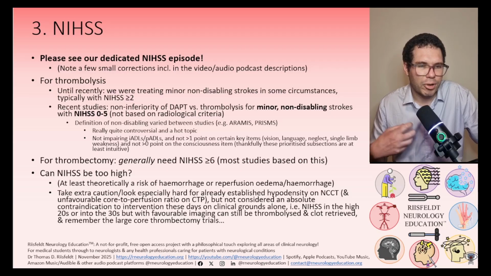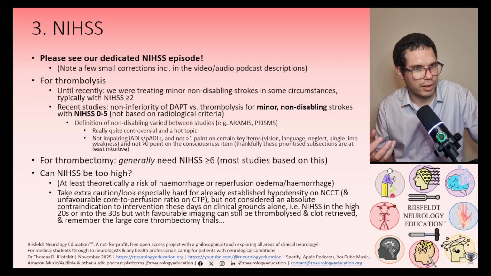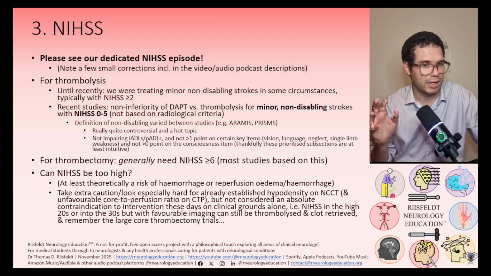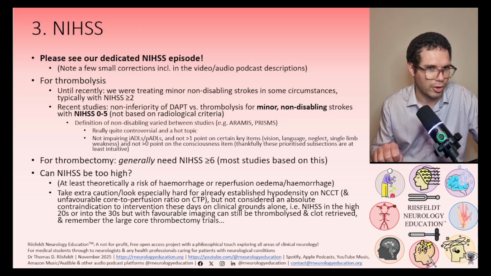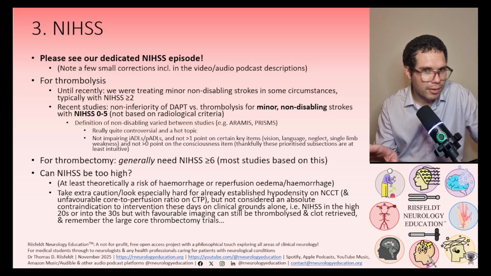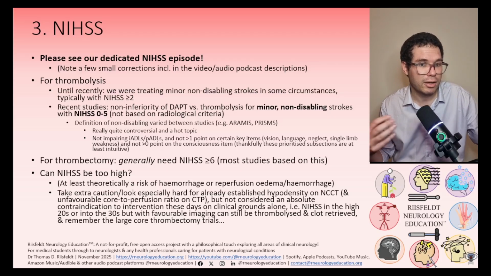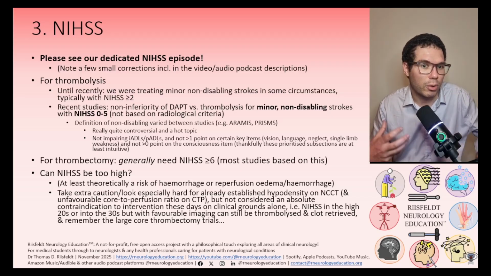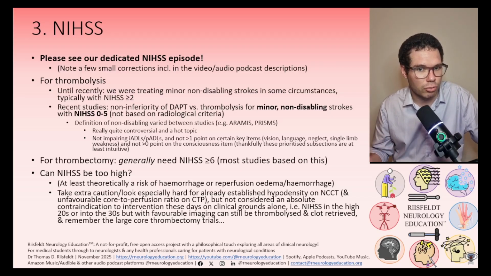Now, how are we going to interpret the NIHSS score in terms of determining eligibility for hyperacute intervention? Well, again, this is a bit different between thrombolysis and thrombectomy, although it's not that different. So, for thrombolysis, until very recently, really until the last few years, we were treating minor non-disabling strokes with thrombolysis in some circumstances. So anyone really with a NIHSS of 2 or higher, we were thrombolysing sometimes.